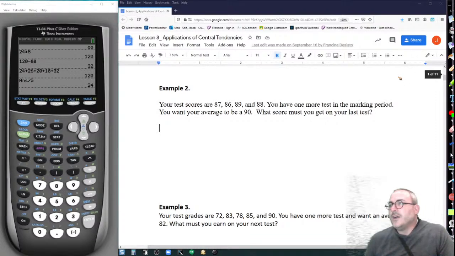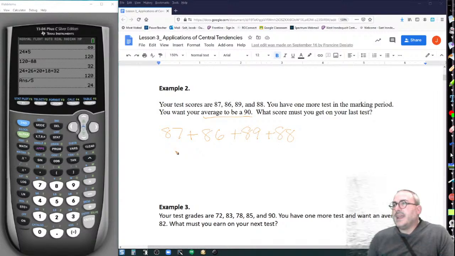All right, so let me think about this. I got these test scores: 87, 86, 89, 88. One more test in the marking period. We would like our average to be 90, that's important. What score must we get on our last test? Well, it's like the last problem. If I wanted an average to be 90, I would have 87 plus 86 plus 89 plus 88, and I have one more test. Just like the last time, we've got this one more test. We've got a variable in here. We've got an I don't know. There's something going on plus x, because x is, I don't know yet. I'd like to find out.